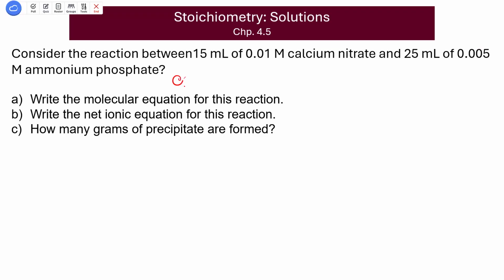Okay, so looking at A, what is our molecular reaction? We have calcium nitrate, calcium, NO3, 2. Calcium's a 2 plus, nitrate's a -1. And then we have ammonium, which is NH4 plus. And we're going to need 3 of those because we have the phosphate ion as well. Both of these are aqueous.